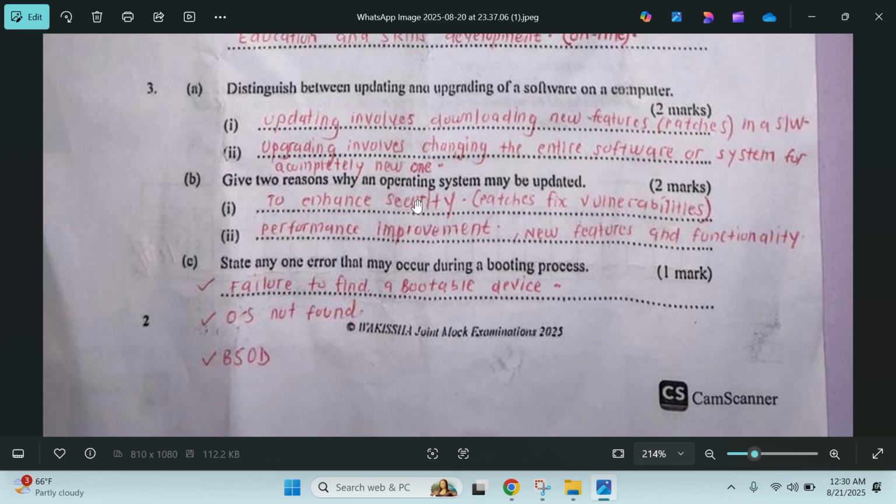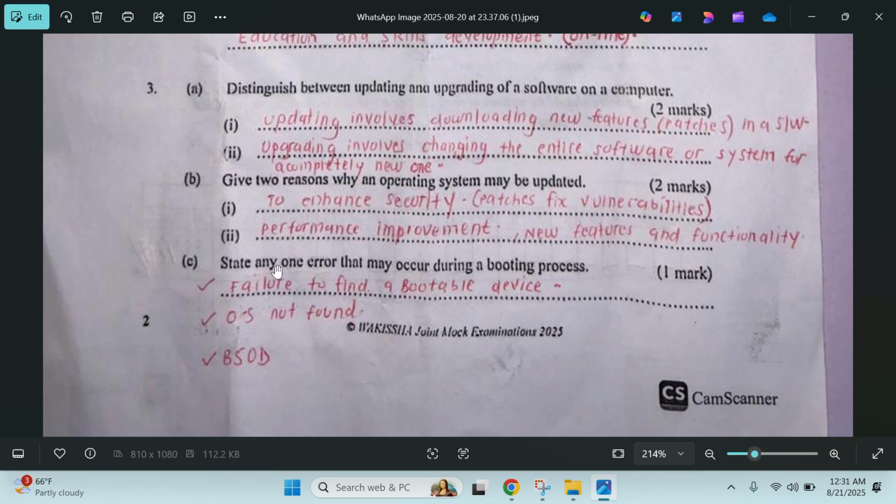Next, it improves performance. When you update a software, the performance is going to be improved. And then also, you're going to add new features and functionality to a software.